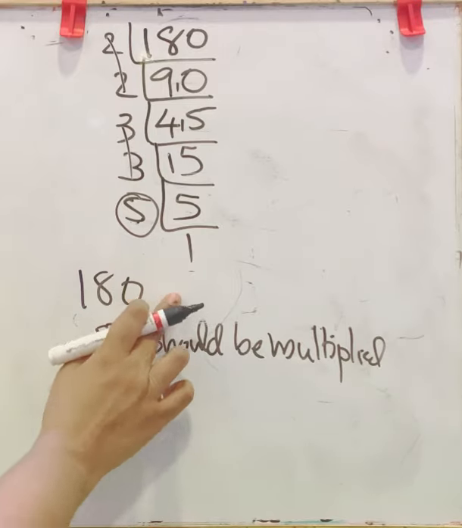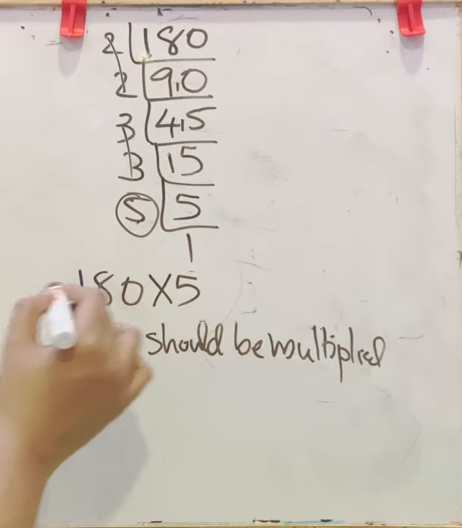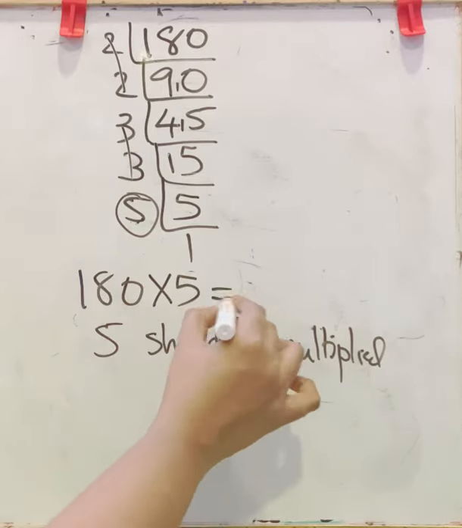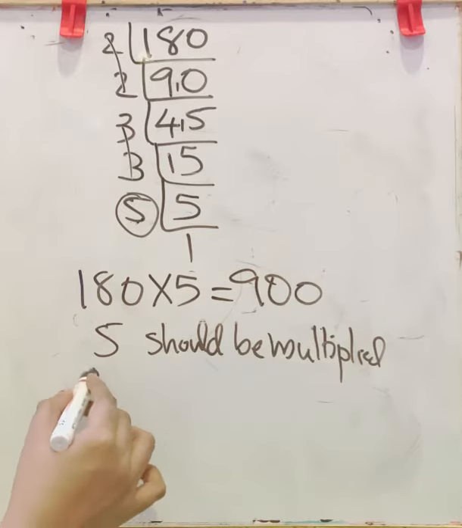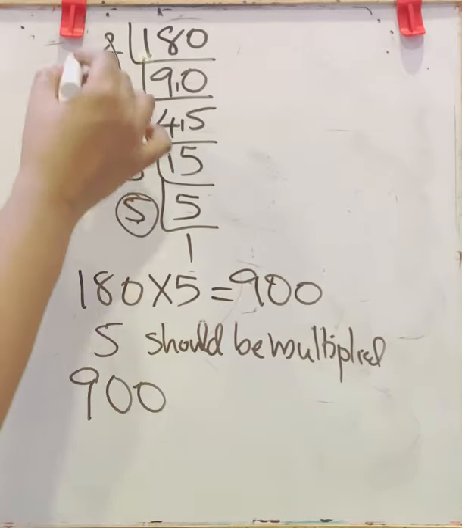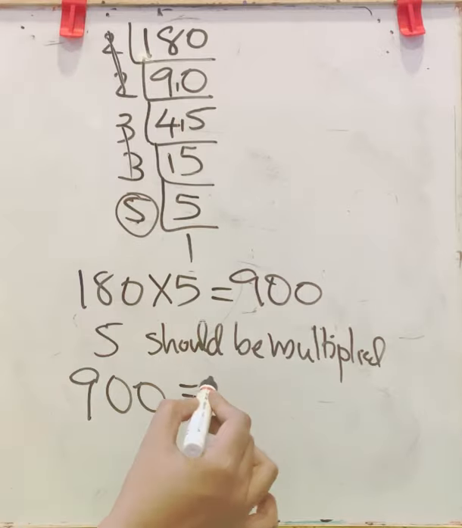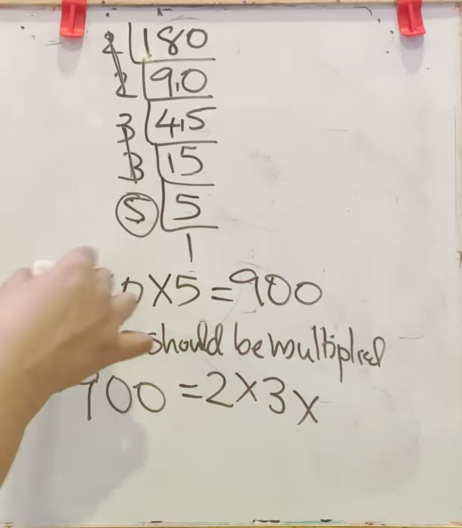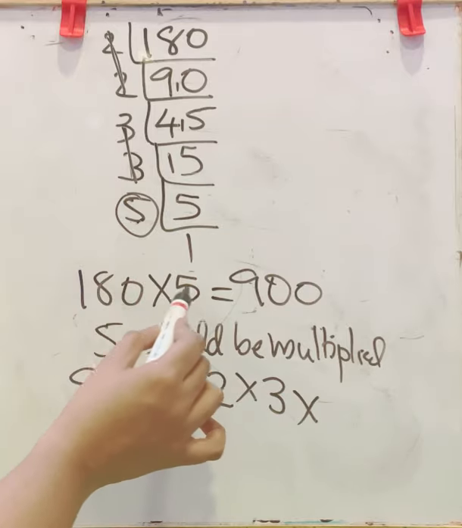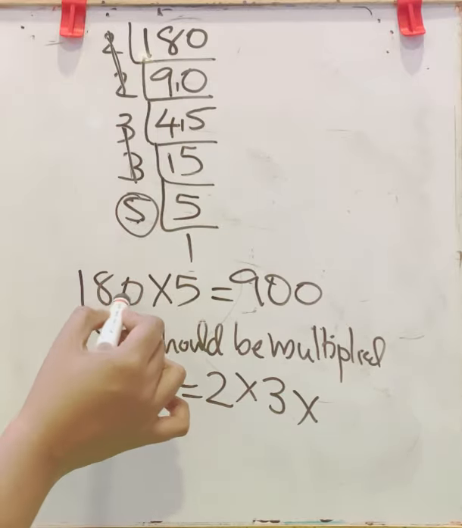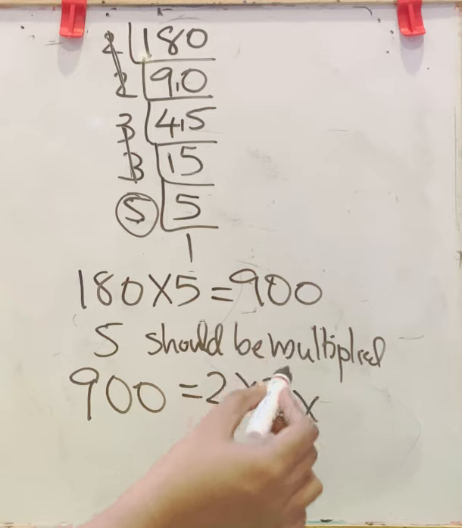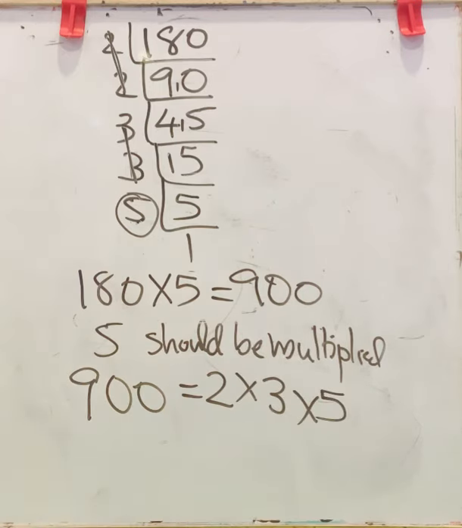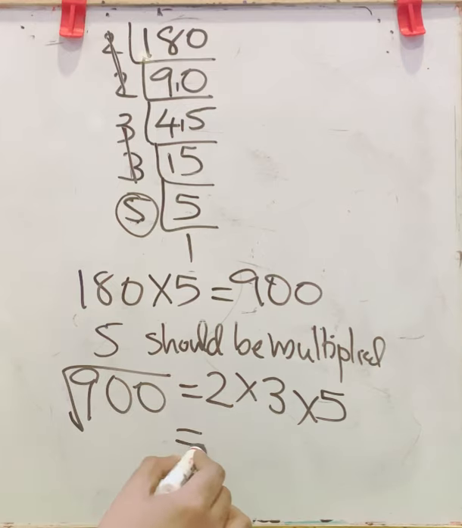That is, if you multiply 5 with 180, it's 900. And 900 is a perfect square: you will see 2 is there, this 3 is also there, and for 5 you have a pair because we multiplied 5 with the given number. After that only you will get 900, so 5 will be there with a pair. So the square root of 900 will be 2 into 3 into 5, that is 30.